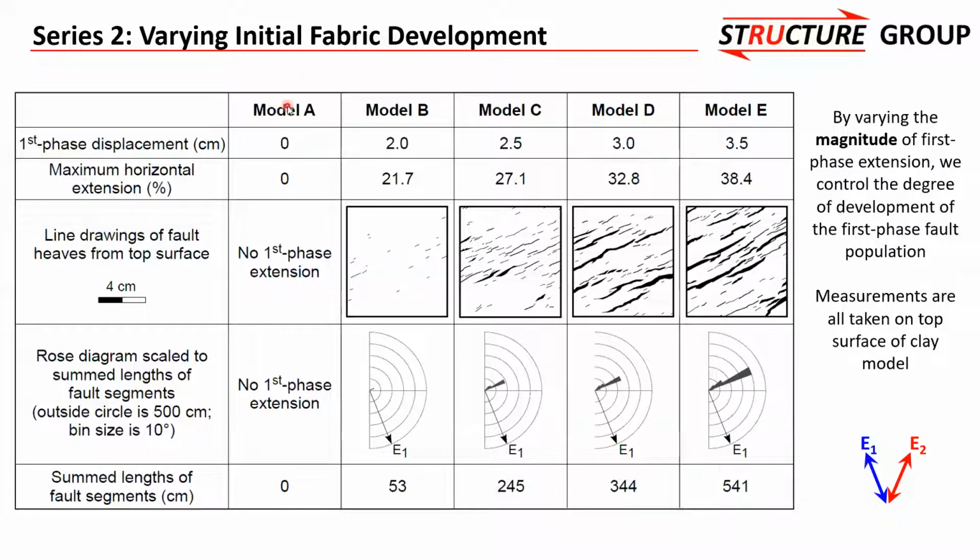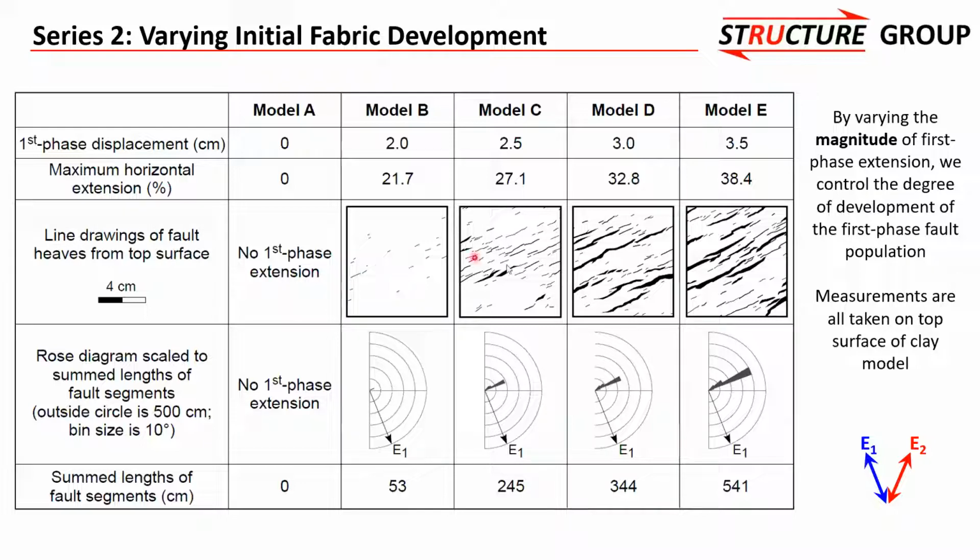So model A in this case didn't have any extension during the first phase. And then B through E varied the amount of displacement up to model E, which is again our base case. And you can see that the fault patterns on the top surface of the clay model are directly proportional to the magnitude of extension on these. And you have the most developed fault fabric with model E and the least developed in model B.